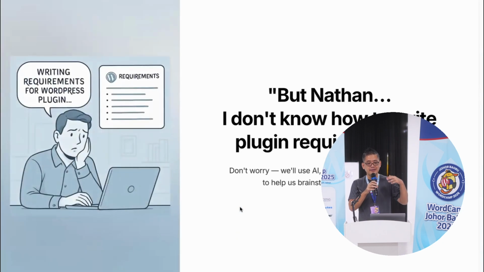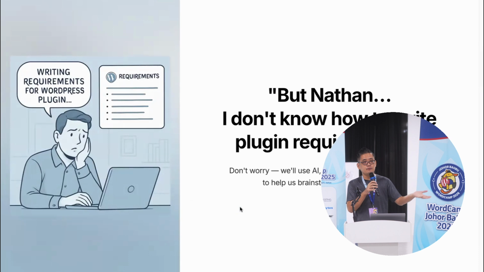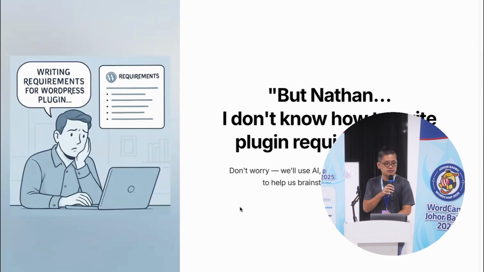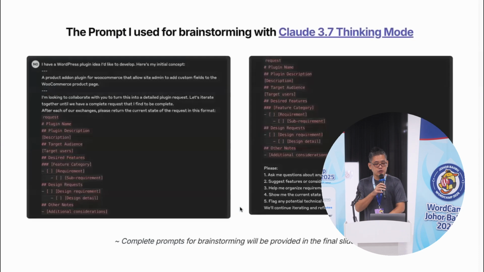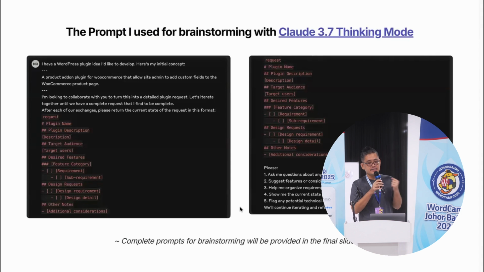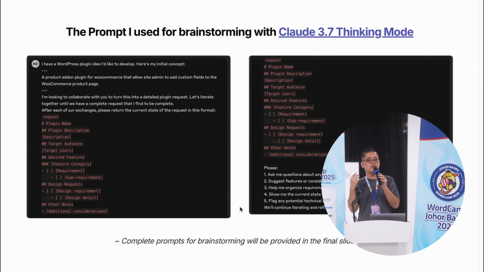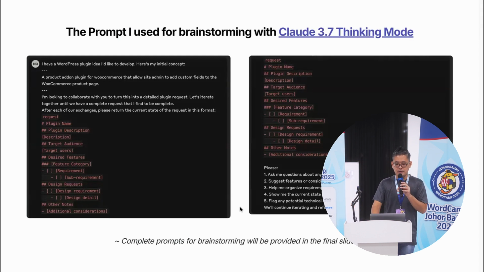Now you might be thinking, but hey, Nathan, I don't know how to write plugin requirements. Don't worry, because we're going to use AI to do that. Specifically, we're going to use Claude 3.7 Sonnet to help us brainstorm the requirements. This is the prompt I use to develop plugin requirements. Your idea can be just a one-liner, as you can see here, I just did a one-liner. Or it can also be a full list of features to be included in the plugin. For example, if your client sends you a list of features, you can just put it in there. The goal is to give Claude a starting point.